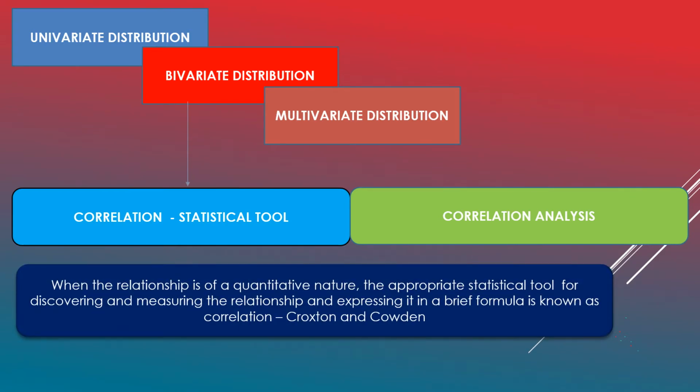as said by Croxton and Cowden. When the relationship is of a quantitative nature, the appropriate statistical tool for discovering and measuring the relationship and expressing it in a brief formula is known as correlation. So correlation is a statistical tool which is used to find the relationship between two variables and also to find to what extent the relation exists.